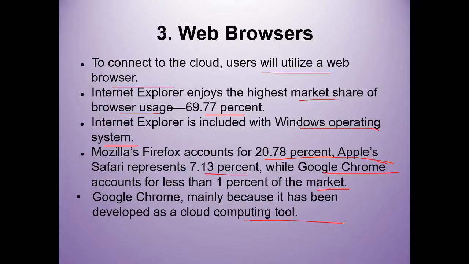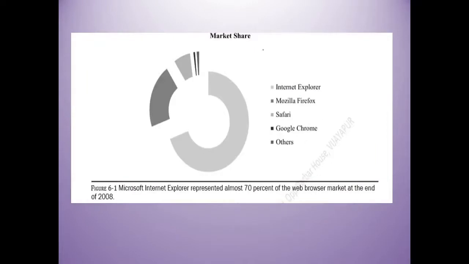If you see this chart, we see that Microsoft Internet Explorer represented 70% of the web browser market at the end of 2008. As I told you, in the early days Internet Explorer came by default with the Windows operating system, so many people were using Internet Explorer only. It was fast and it was secure also, so that's why many people were using it. But today the situation has changed.